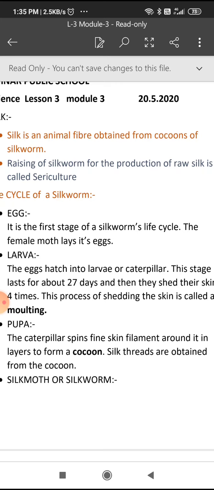Next is the pupa. After the larva grows, it spins a thread-like structure around itself. That means it stays protected inside that bag-like structure made of thread, which is called a cocoon. This stage is very important because it is crucial for the formation of silk. The caterpillar spins the fine filament in layers to form the cocoon. Silk threads are obtained from the cocoon.